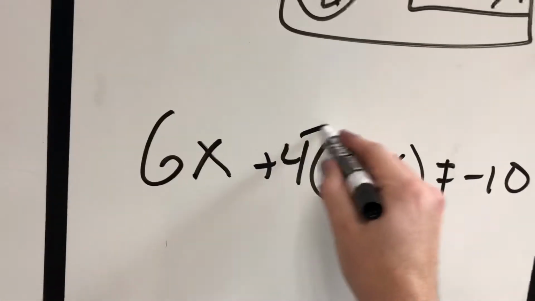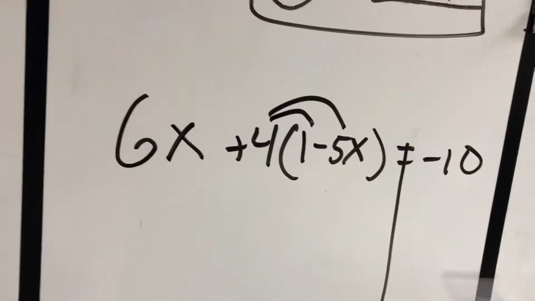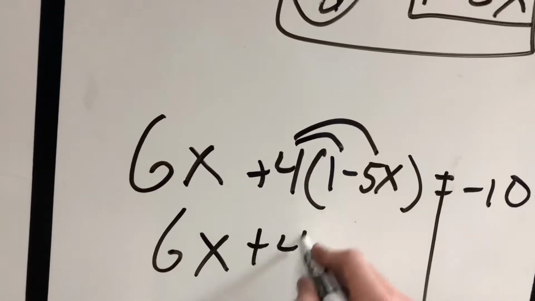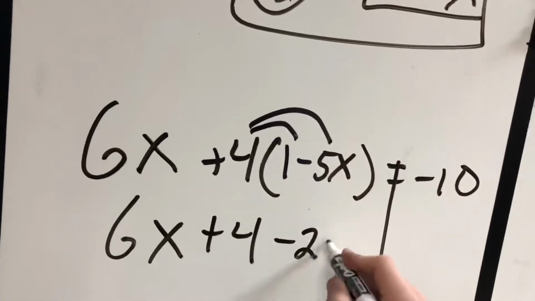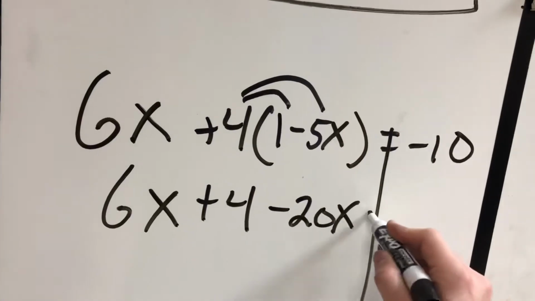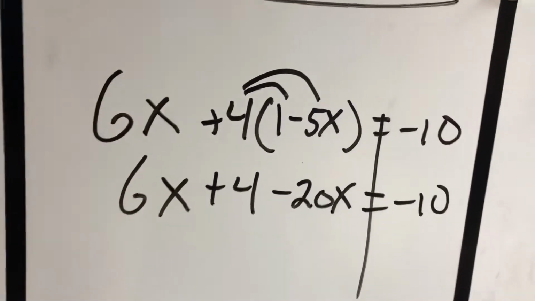Once again, I see distribution, so I need to clean up that multiplication. We haven't touched the 6x. 4 times 1 is 4. 4 times negative 5 is negative 20x. When you multiply, if one number is negative, the answer is negative. And we haven't touched the negative 10.